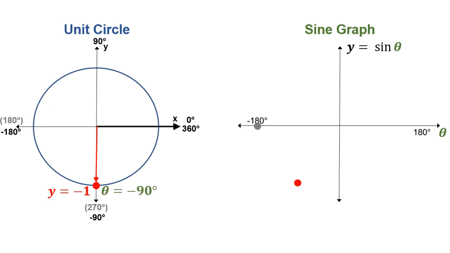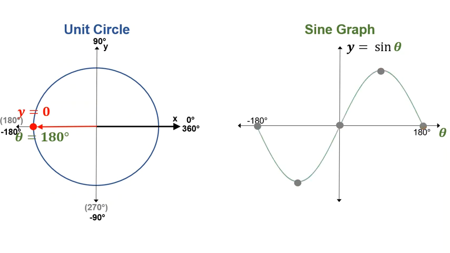My next point is when y is minus 1 and theta is minus 90, and the corresponding point is indicated once again on the right. I do this until I get back to 180 degrees. As you can see, these are points on the sine graph that we originally had. I now quickly want to show you a short Desmos animation which illustrates this.